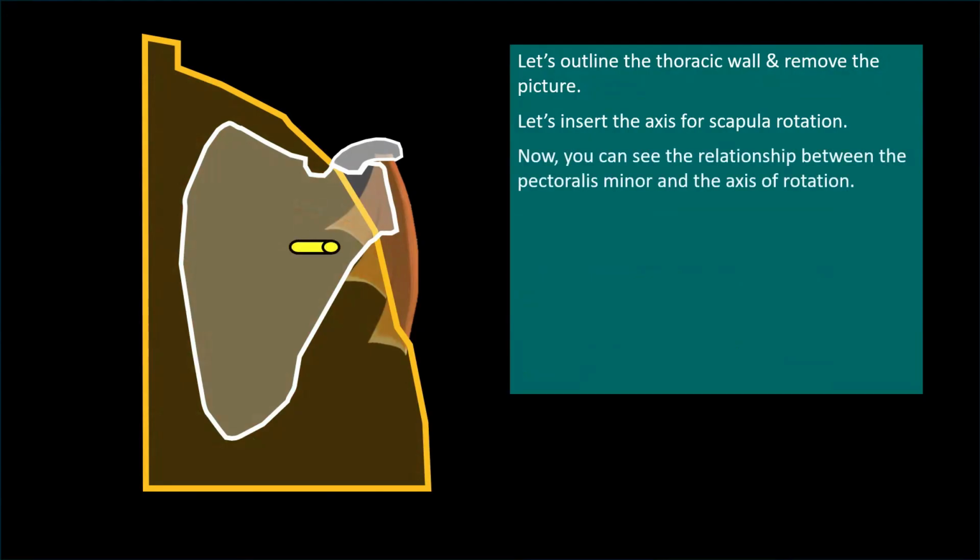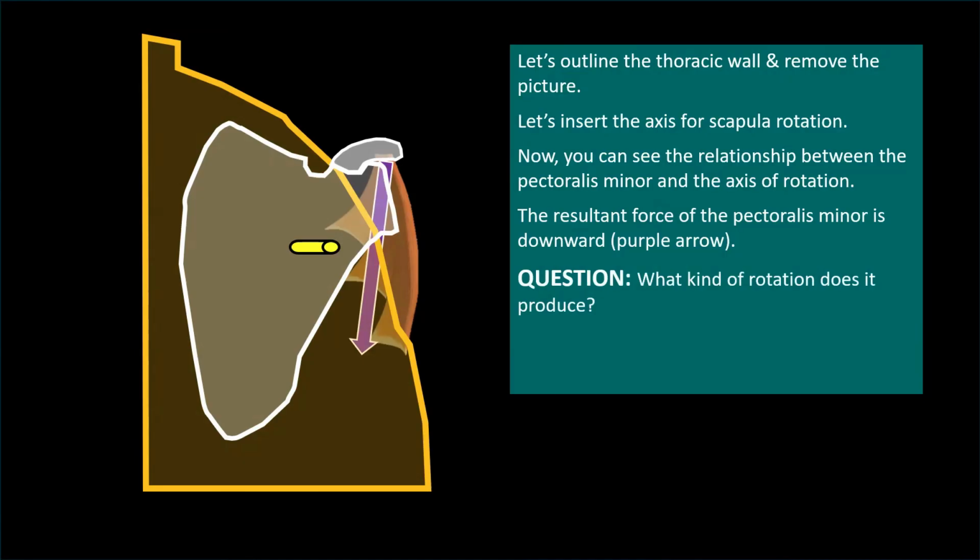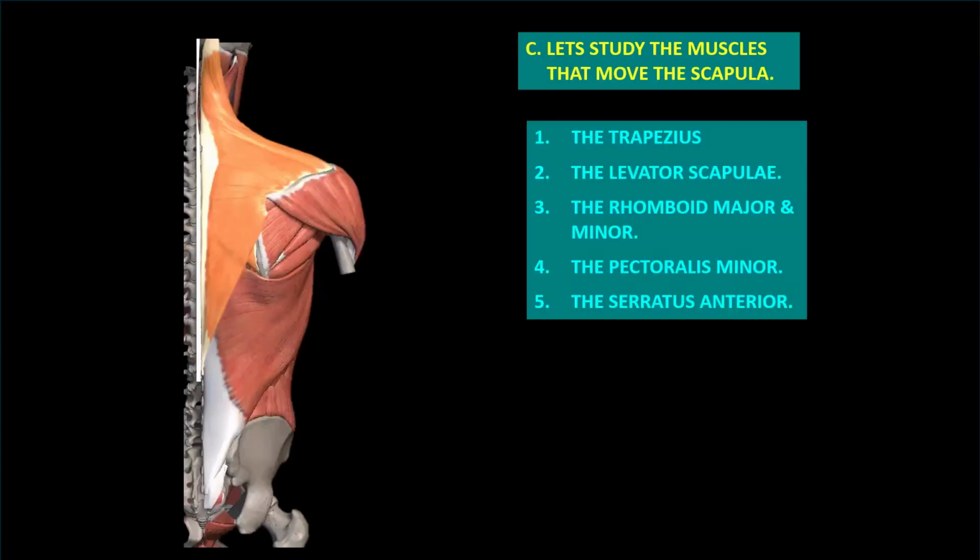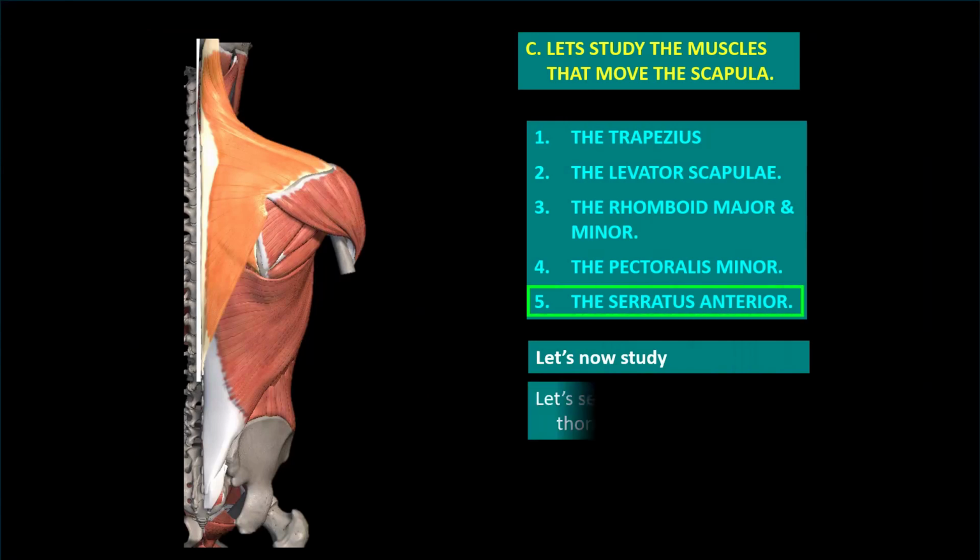Now you can see the relationship between the pectoralis minor and the axis of rotation. The resultant force of the pectoralis minor is downward, purple arrow. Question, what kind of rotation does it produce? Answer, downward rotation. Let's now study the serratus anterior.